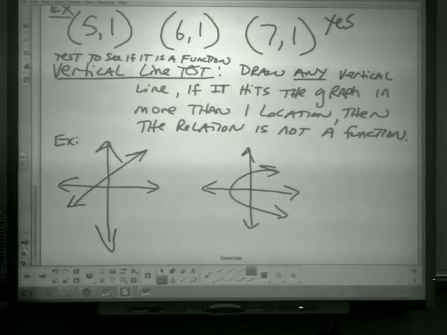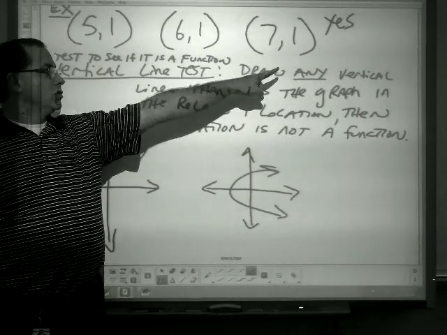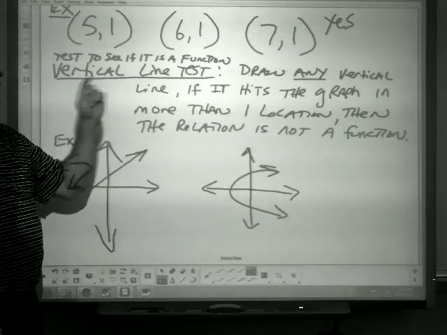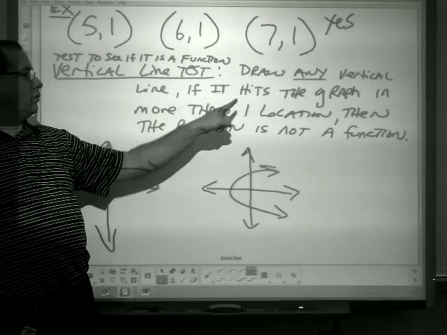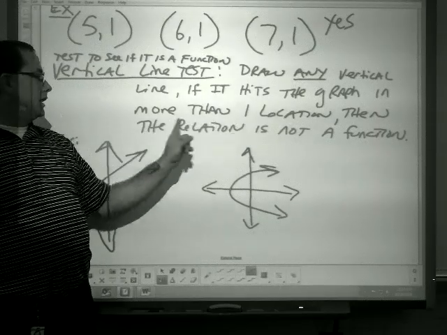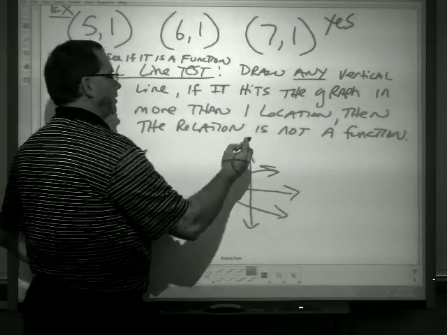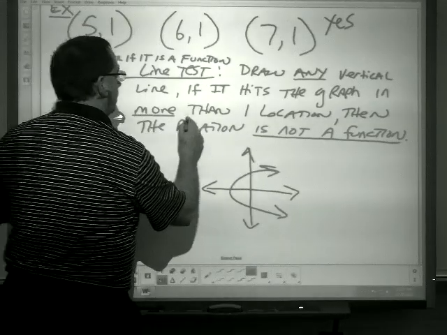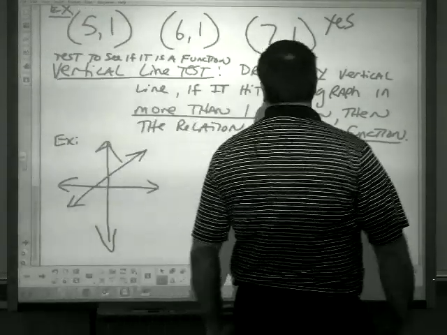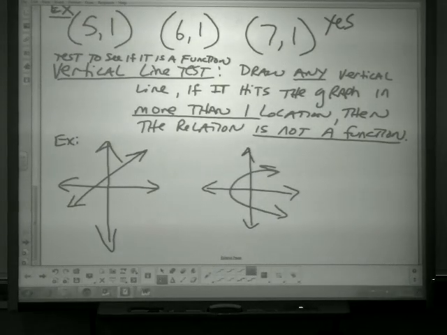Okay? We do what we call a vertical line test. Draw any vertical line, anyone. If it hits the graph in more than one location, then the relation is not a function. So more than one. If it hits more than once, it's not a function.